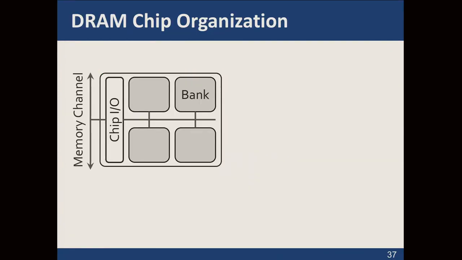So if you look at a DRAM chip, it consists of these banks. In this case, you see a 4-bank chip, and there's a memory channel, and the CPU is connected here, and there's some I/O logic. And there's a shared internal bus over here, which enables movement from the bank to outside the memory channel.